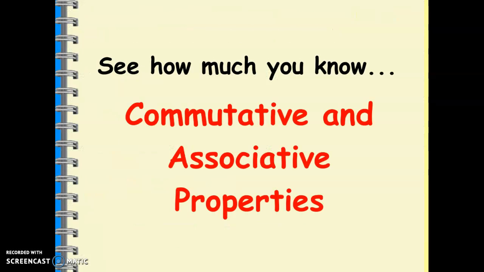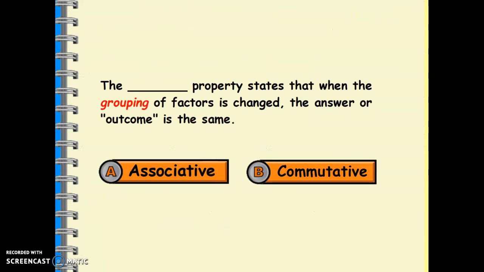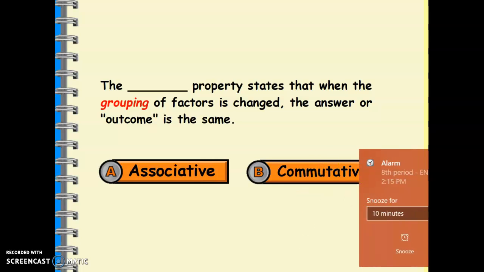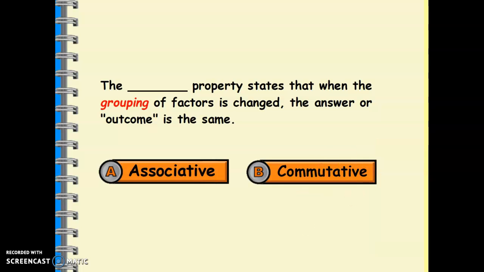So let's see how much you know. Which one of these terms is the property that states when the grouping of factors is changed, the answer or the outcome stays the same? Which one of those words has to do with grouping? Hopefully you said associative. This is just to see if you're on pace and know what you're doing.